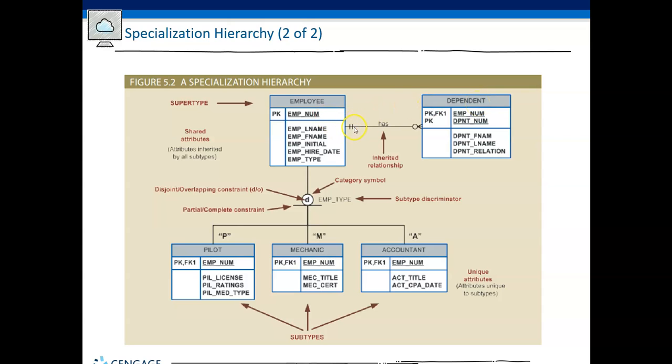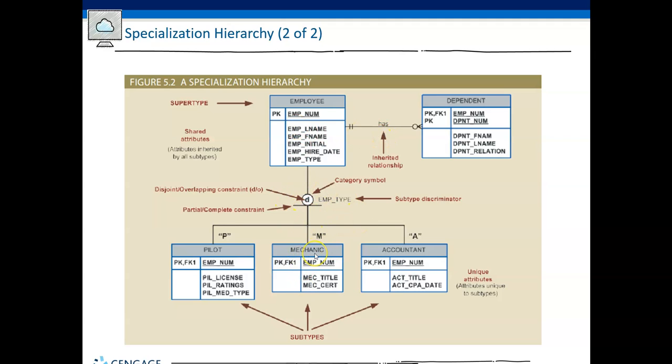That's where you see the mandatory. It's not optional. You don't have dependents in this company unless you have an employee. So that's just reviewing the basic crow's foot diagram. But don't forget what I just told you here.